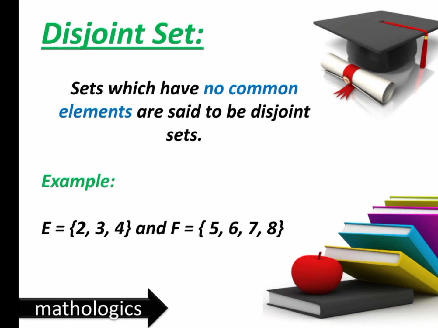We have examples. Set E has the members 2, 3 and 4, and set F has members 5, 6, 7 and 8. See, no element of set E is here in set F, and no element of set F is here in set E. It means both sets E and F have different elements and there is no common element in them, so they are disjoint sets.